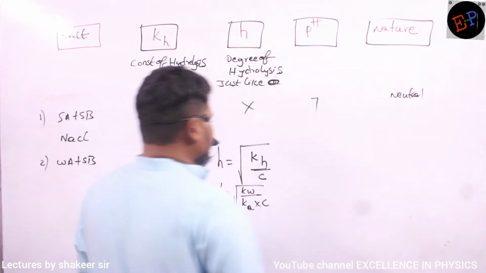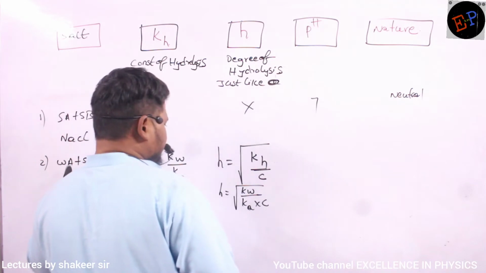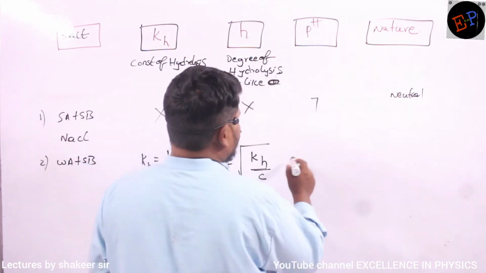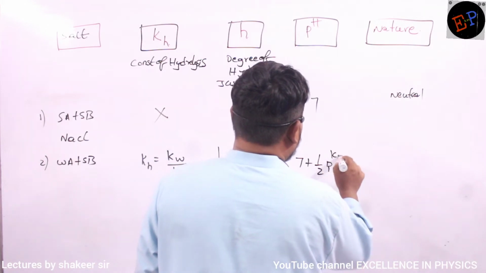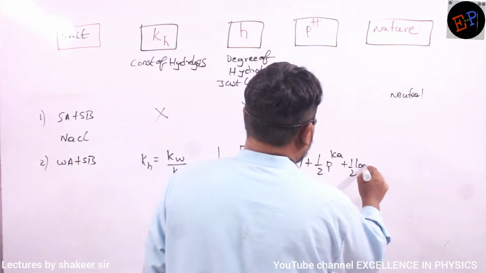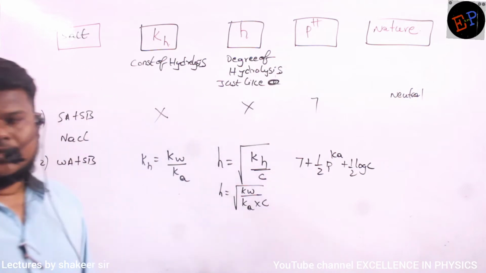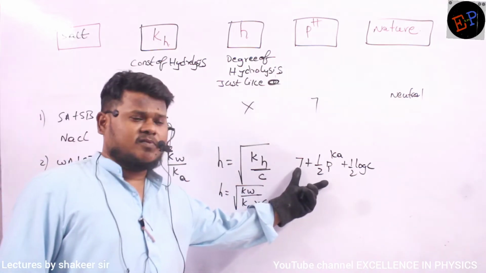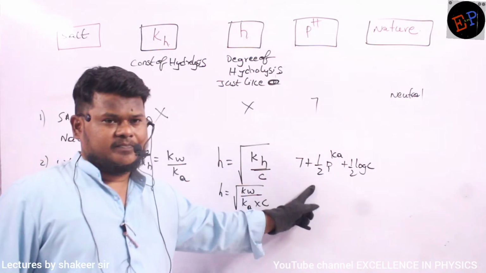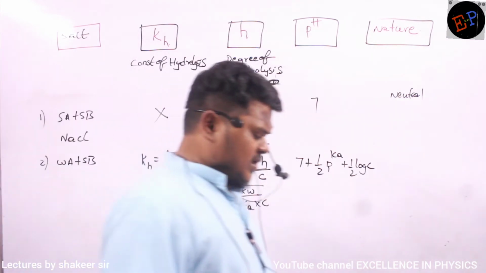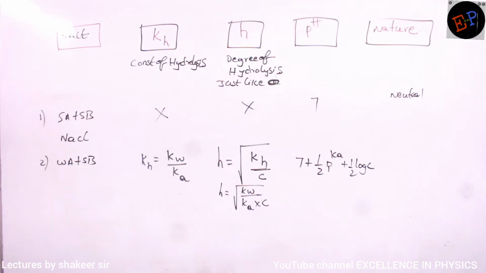Next, what is the pH value of the salt formed from a weak acid plus a strong base? pH value is 7 plus half pKa plus half log C. This is the formula. There is a derivation for this formula, but we are not going for derivations, just learn this formula by heart. So 7 plus half of pKa plus half log C, where C is the concentration. Are you able to understand?